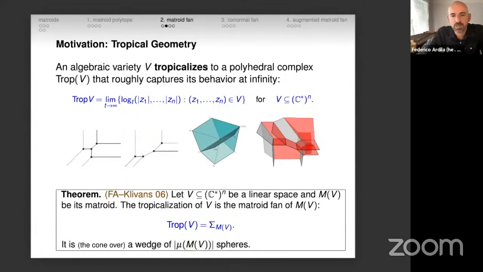And using some beautiful work of Anders Björner in topological combinatorics, we get that this matroid fan, or Bergman fan, is a cone over a wedge of spheres. So for example here, this is a cone over a wedge of 2 circles, which you can see right there, and the number of spheres can be predicted.